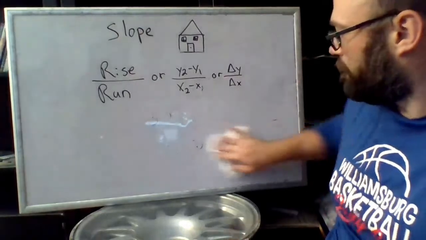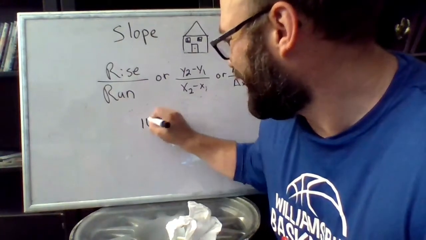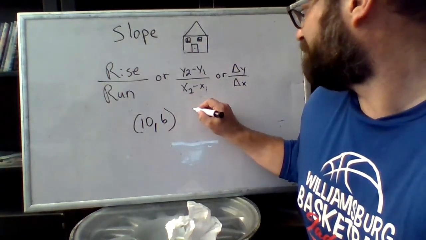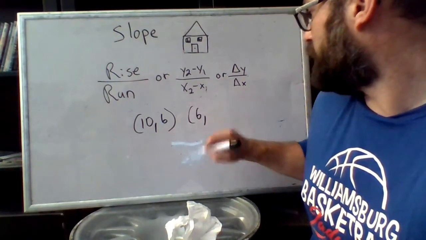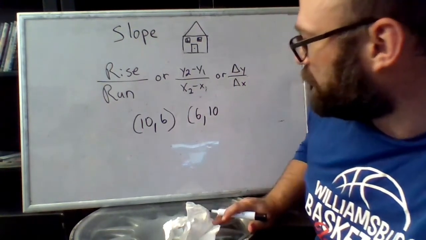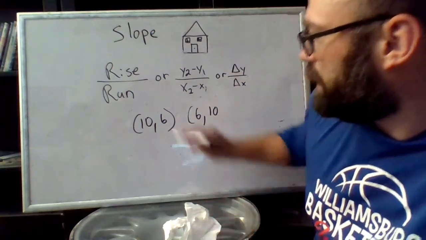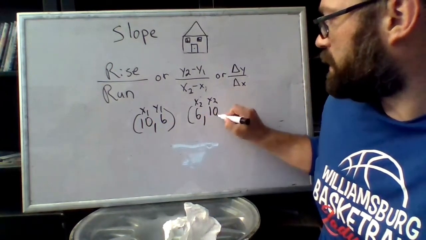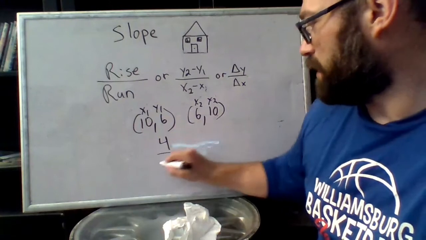Do another one. So let's say we have (10, 6) and then we have (6, 10). Okay, so we have (10, 6) and (6, 10). Now, this is weird because we're going backwards here, and that's fine. But if we do x1, y1, x2, y2, 10 minus 6 is 4. 6 minus 10 is -4.